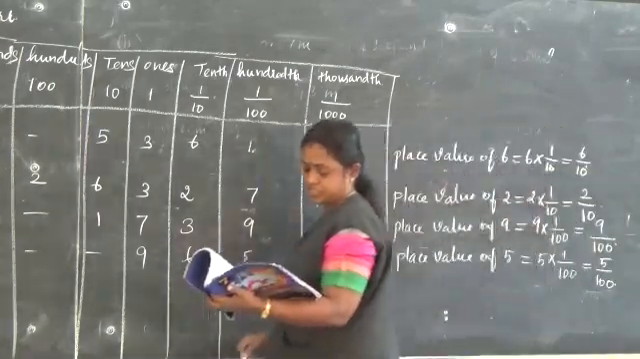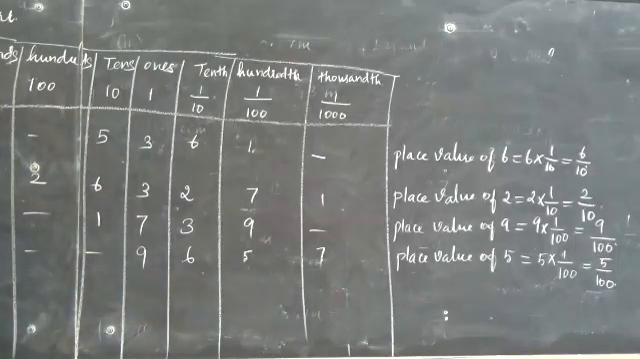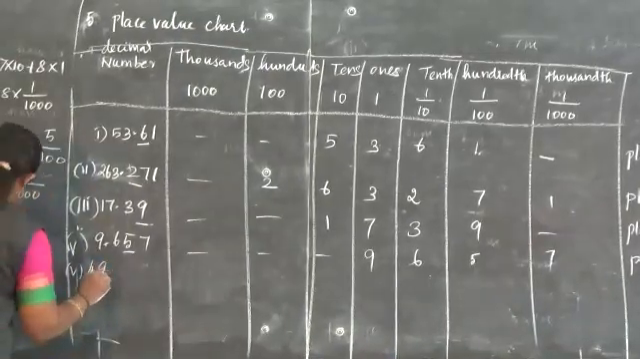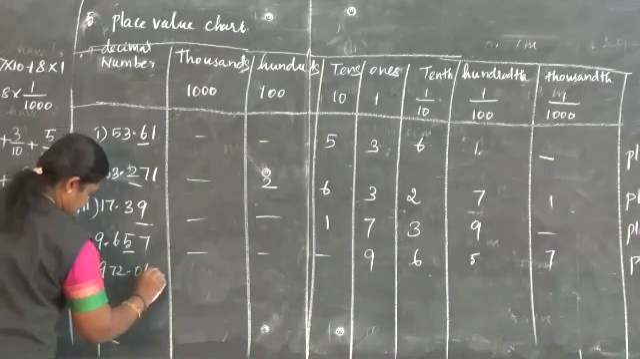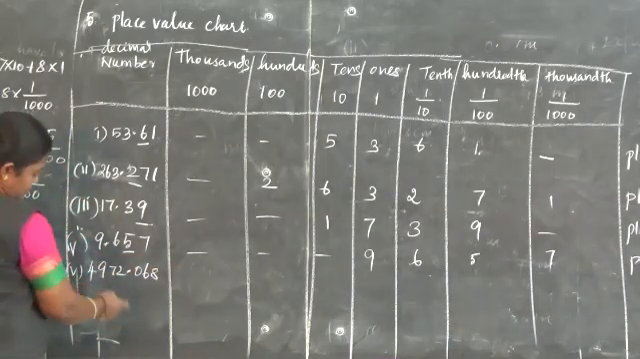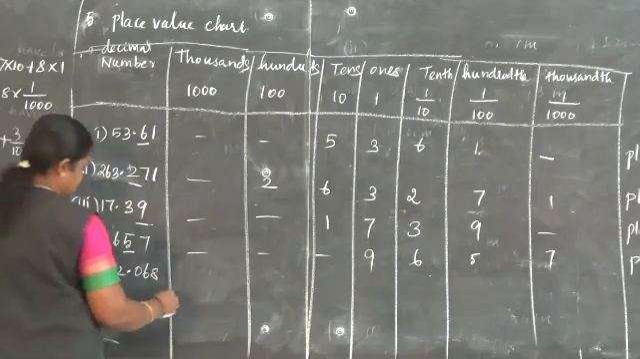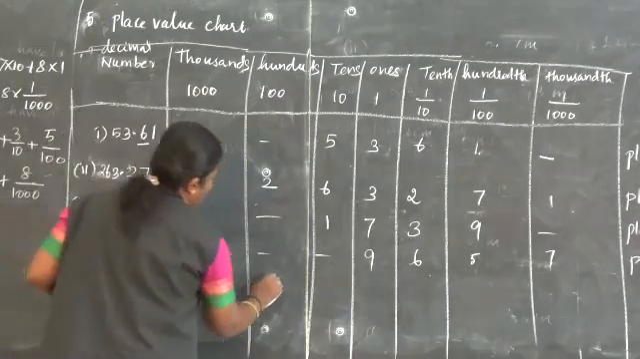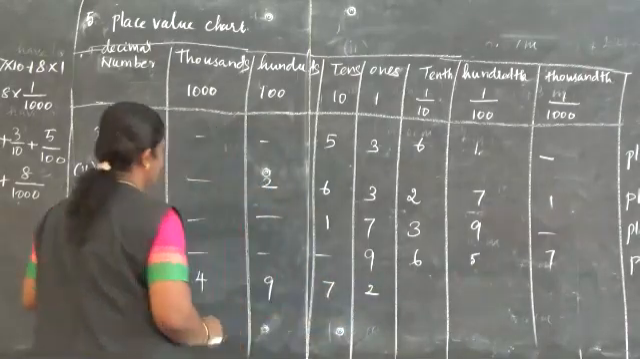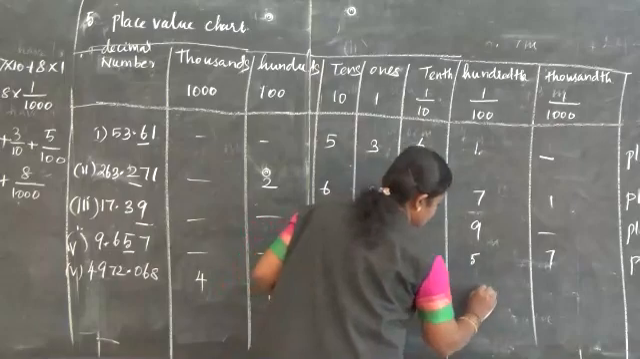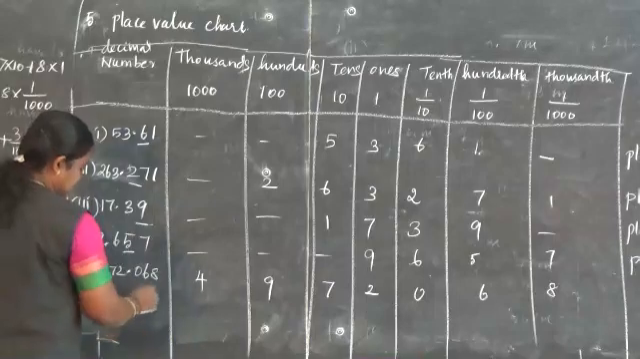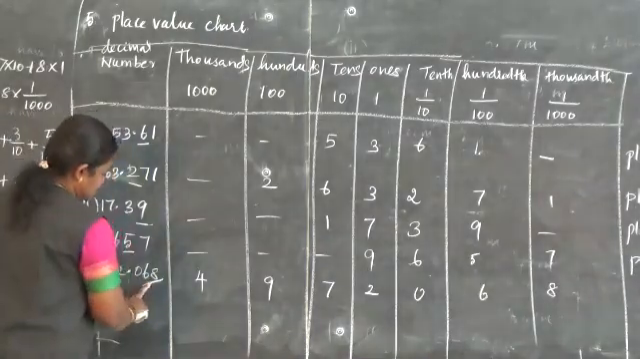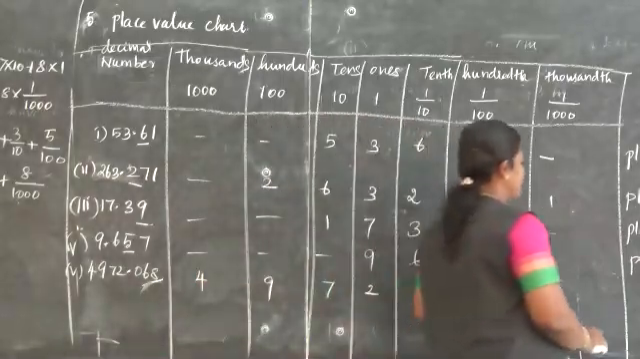Come to the fifth subdivision, 4,972.068. Here thousands also is there, hundreds also is there, then tens, ones, everything is there. So 4,972, then 068. What is the underlined number? Underlined number is 8. Then what is the place value of 8?